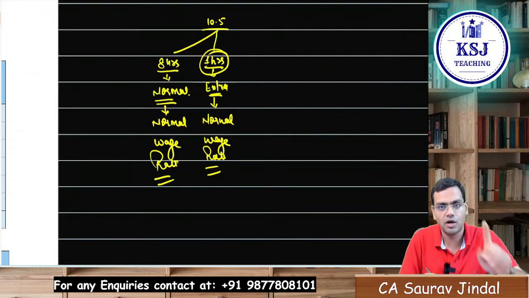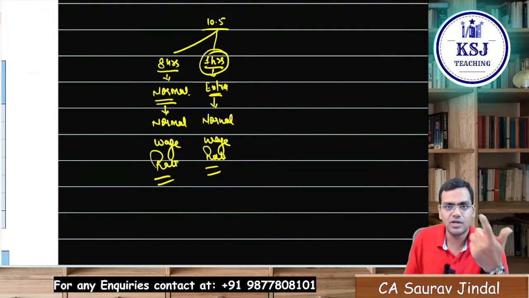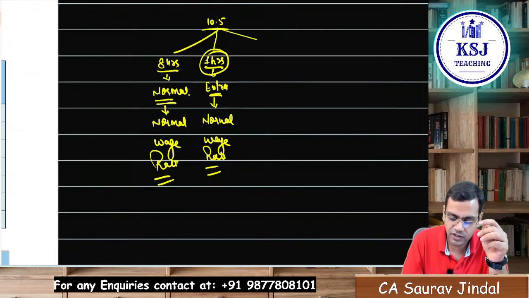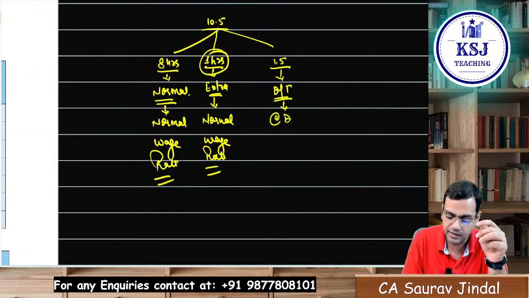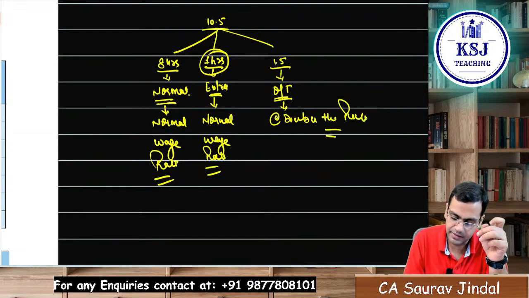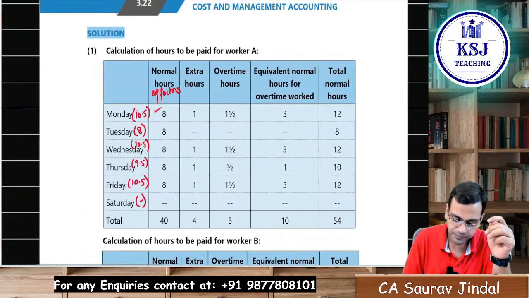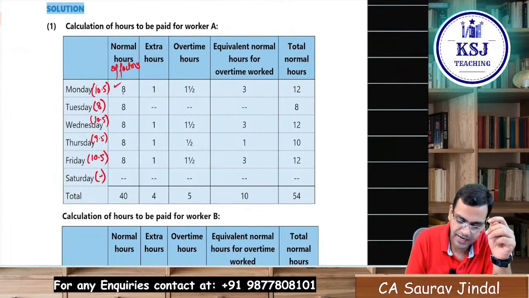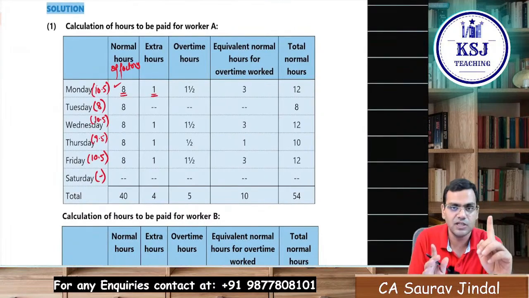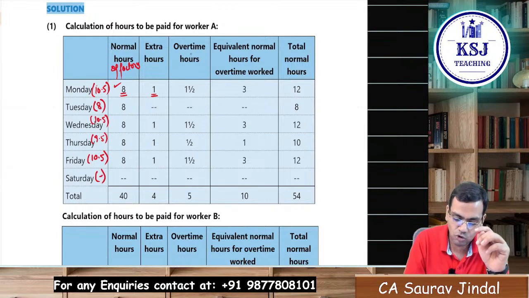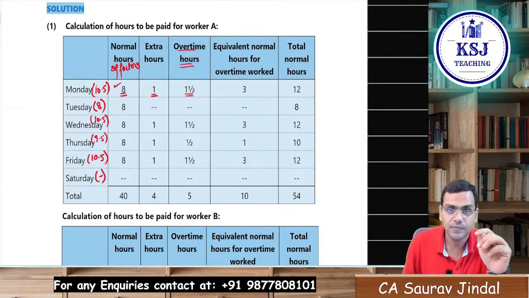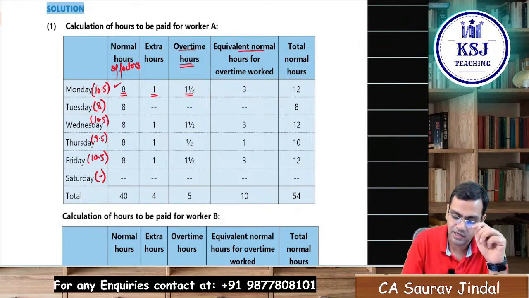8 hours is the normal working time of the factory, 1 hour extra as per the question. For the remaining 1.5 hours he will be paid overtime at double the rate. So that is what is taken here: 8 hours, 1 hour extra for which the normal wages will be paid, and overtime hours is 1.5.